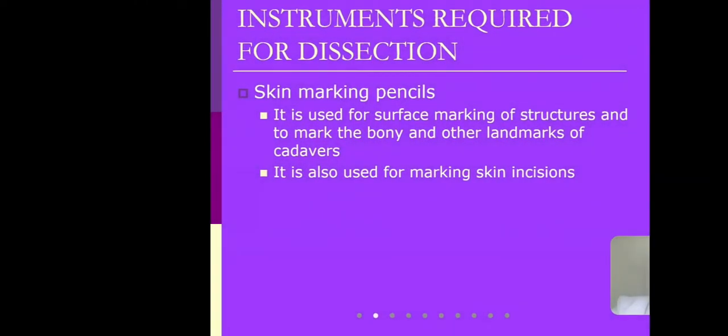Instruments required for dissection: first, skin marking pencil. It is used for surface marking of structures and to mark the bony and other landmarks of the cadaver. It is also used for marking skin incisions.